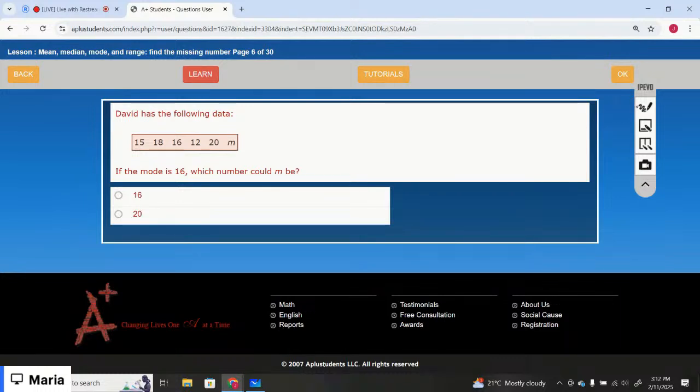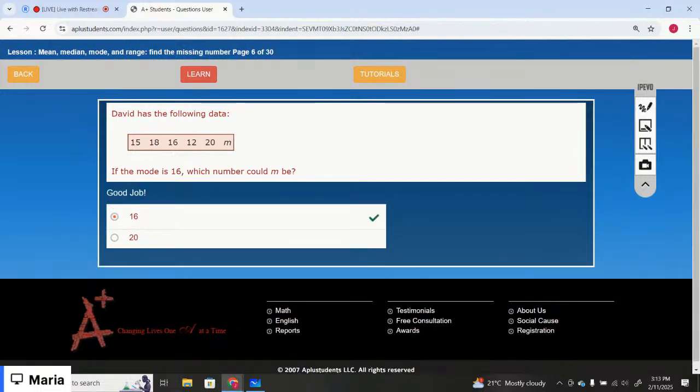The correct option is 16. M equals 16. Option number 1 is the correct option.